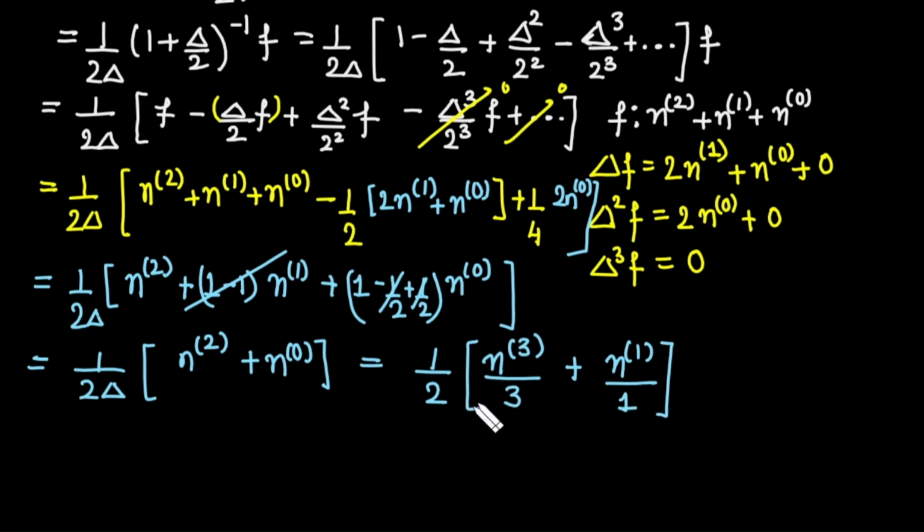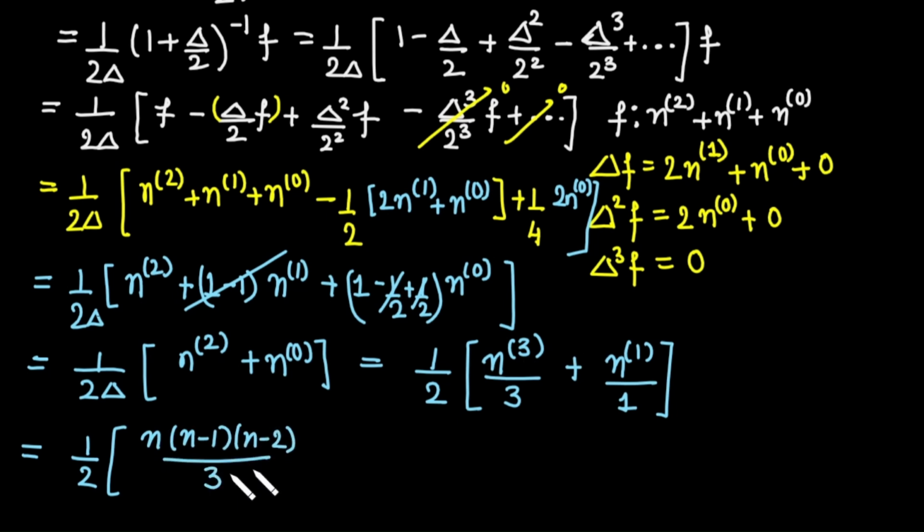Now we need to write the last step where we need to convert this factorial polynomial into a general polynomial, that is equal to 1 by 2. What is the general form of n raised to power 3 factorial polynomial? It means we need 3 terms from the factorial form, that is n, n minus 1, n minus 2 divided by 3, plus what is the general form of factorial polynomial with power 1? That is n by 1. And this is the final answer in this case.